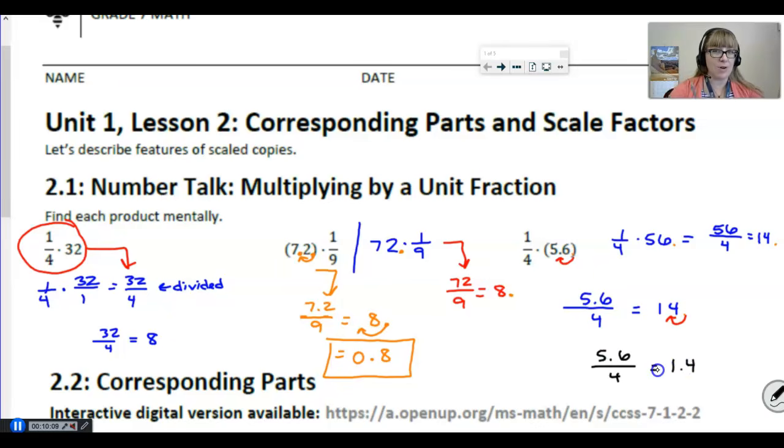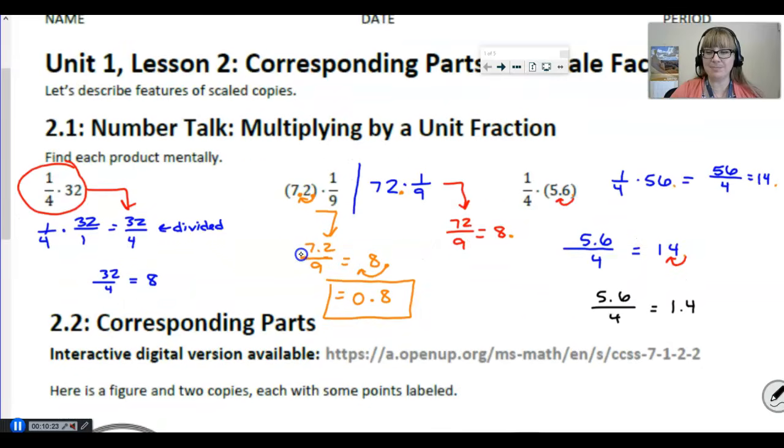So again, as we move on through this lesson, this number talk is going to seem a little bit out of place, but it's because it's going to make connections in future lessons. We want to get this in your brain first, get you thinking about this, so when you see it again in a future lesson, you're a little bit more prepared and able to handle it.